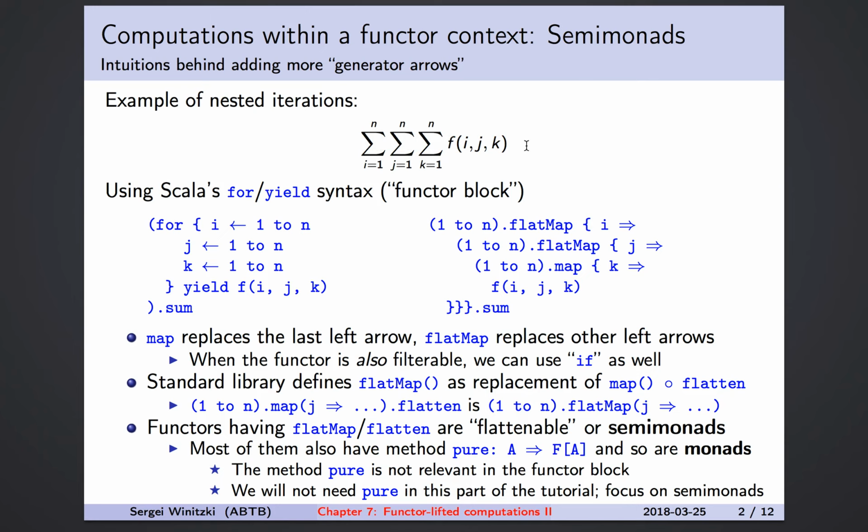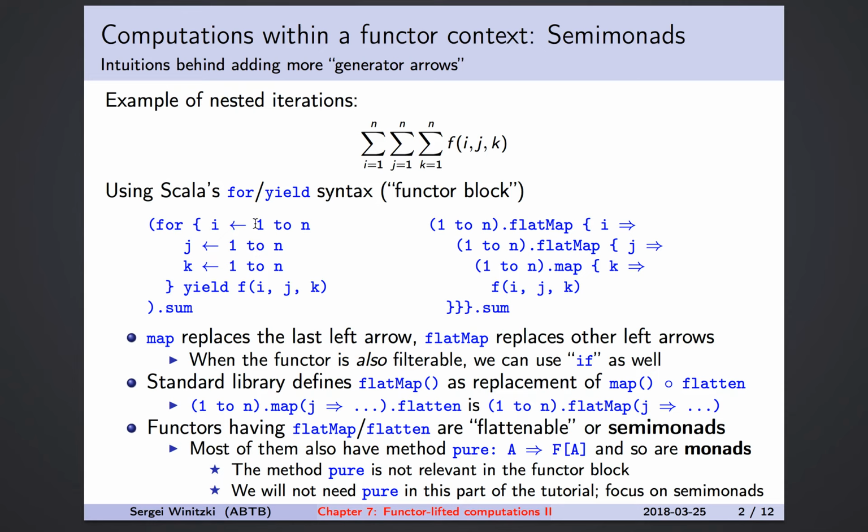In this computation, we need nested iterations. In the functor block, nested iterations are expressed with several left arrows, which are called generator arrows. So the program for this computation can look like this. On the left, I show it in the functor block syntax. On each line, as you see, the generator line gives you an iteration.